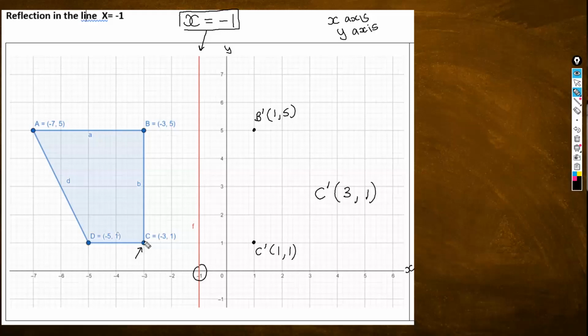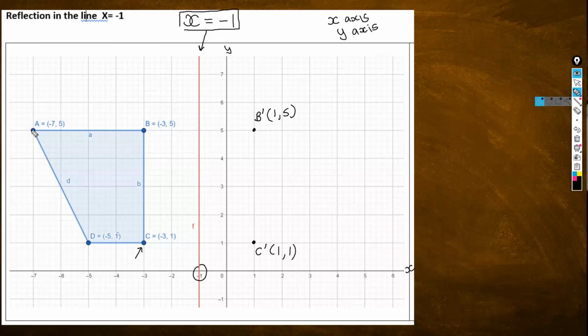Some of you just remember the green or yellow notes that the x value is supposed to become the opposite and the y value is supposed to become the same. But that is if you are reflecting something in the y-axis. This is a totally different scenario, okay? This is a reflection in the line x equals minus 1, okay?